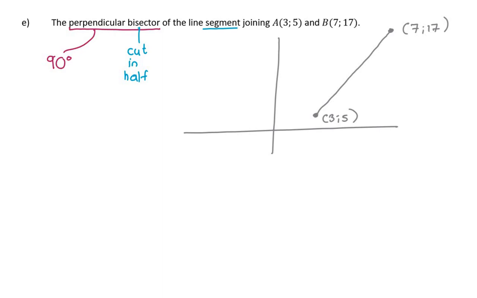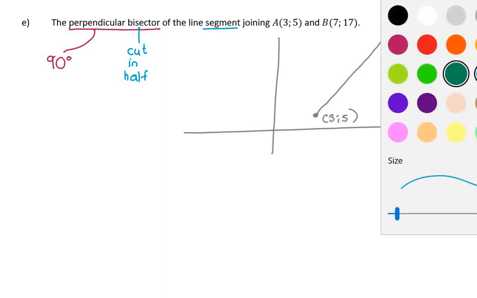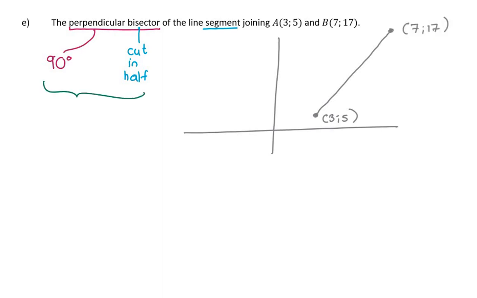So basically when they say perpendicular bisector, it is a line that is at 90 degrees to this segment, and it cuts the segment in half. So if I summarize what this means, a perpendicular bisector is a line that is at 90 degrees to AB, because this was actually called A and this was actually called B. So this line must be at 90 degrees to AB, and it must cut AB in half.